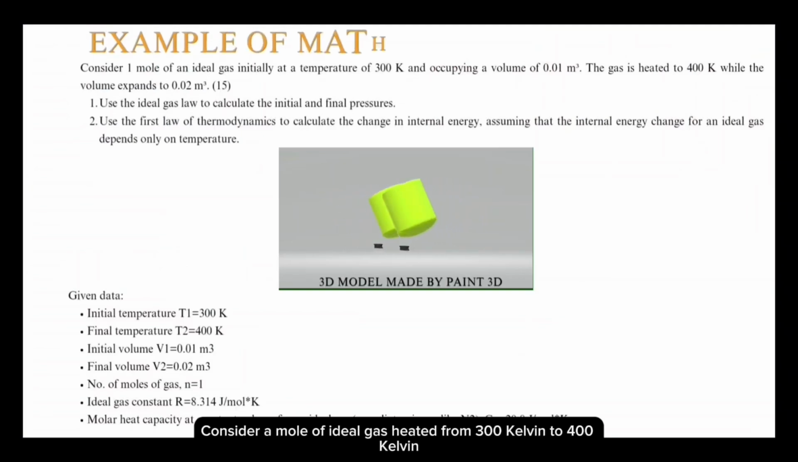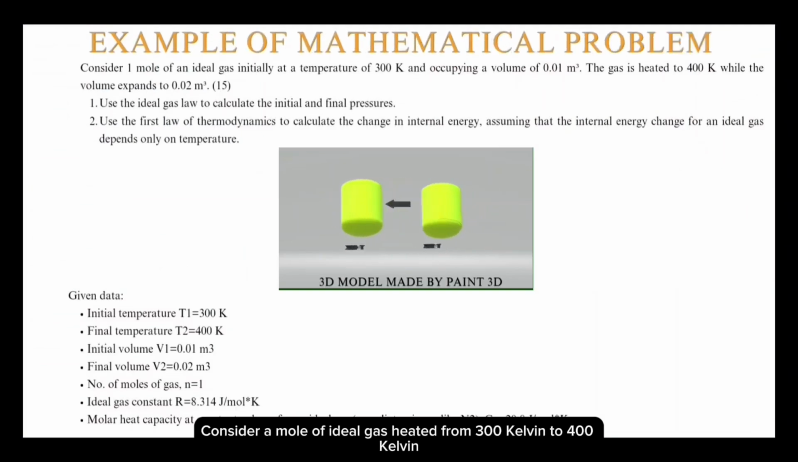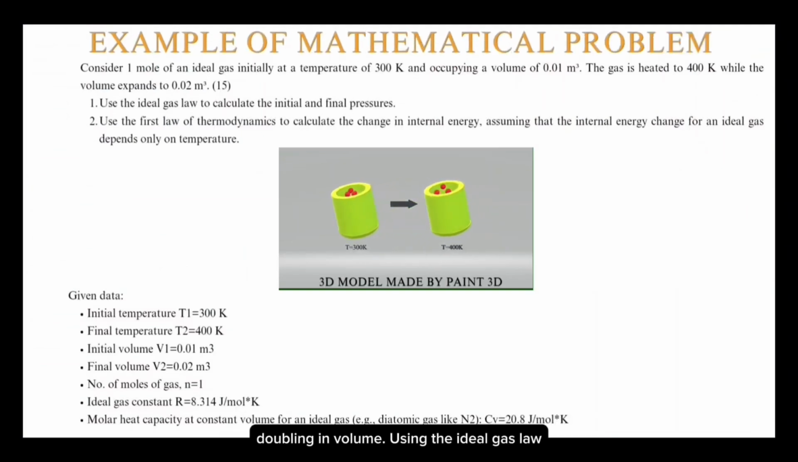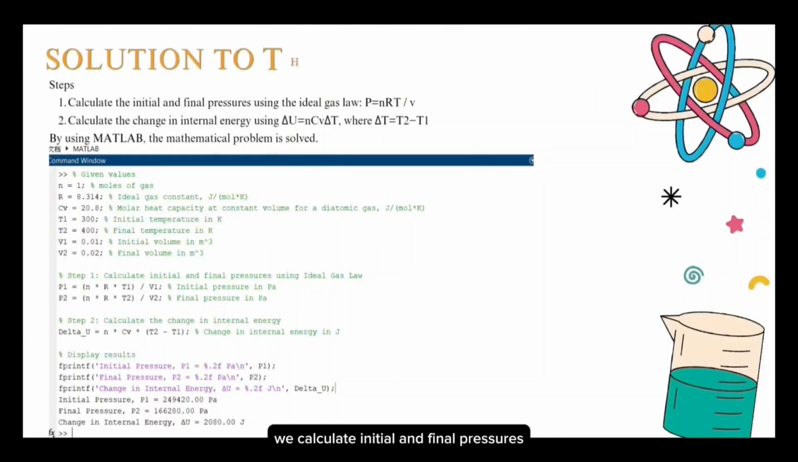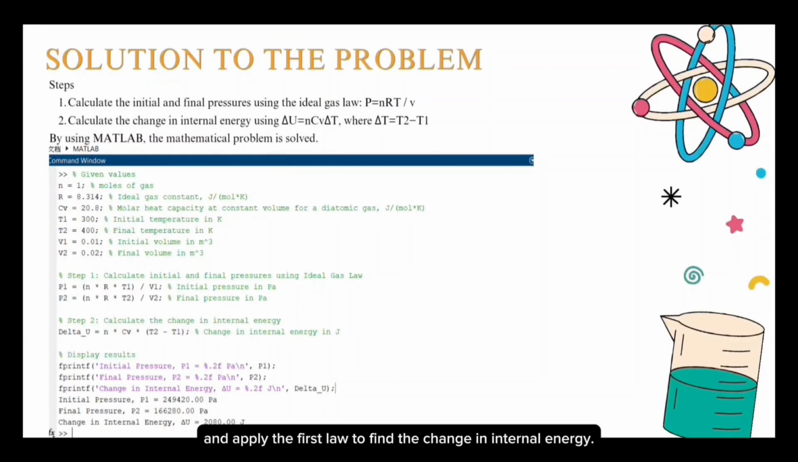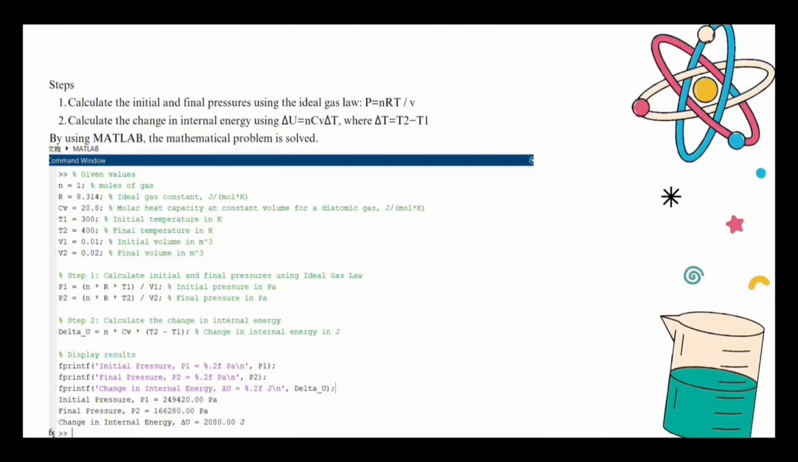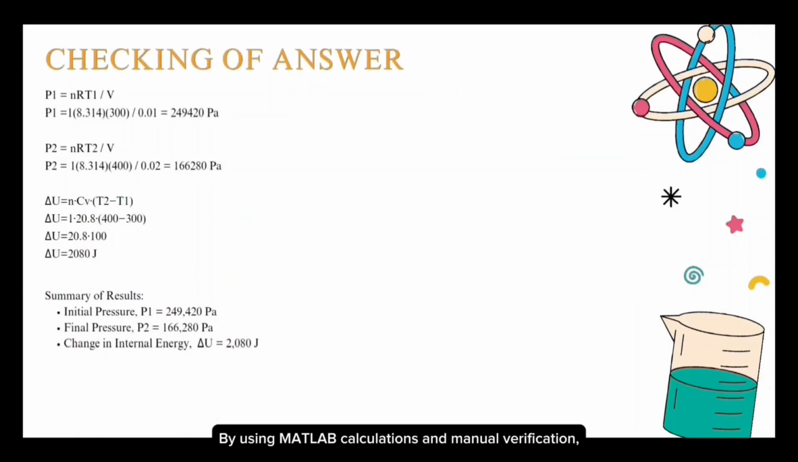Consider a mole of ideal gas heated from 300 Kelvin to 400 Kelvin, doubling in volume. Using the ideal gas law, we calculate initial and final pressures and apply the first law to find the change in internal energy. This calculation is done by using MATLAB. By using MATLAB calculations and manual verification, the initial pressure is 249,420 pascals. The final pressure is 166,280 pascals, and the change in internal energy is 2,080 joules.